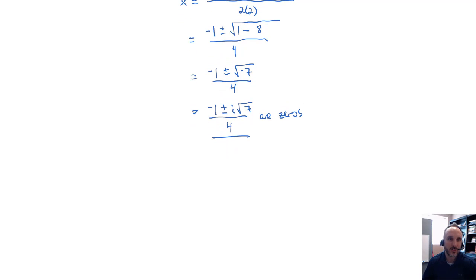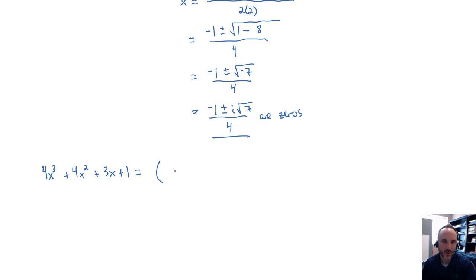Now we need to turn those into factors because our goal here was to factor the polynomial. Now let me copy the original polynomial down again. 4x cubed plus 4x squared plus 3x plus 1 equals, right? When you factor, you're just writing a factored version of the polynomial.